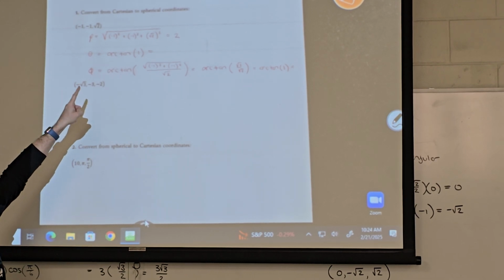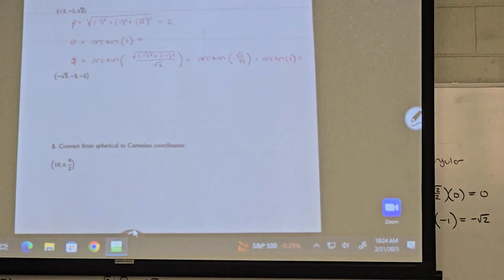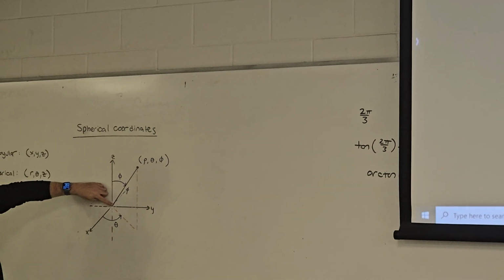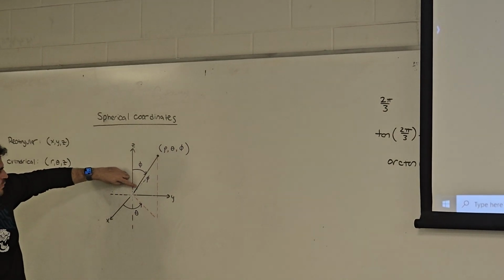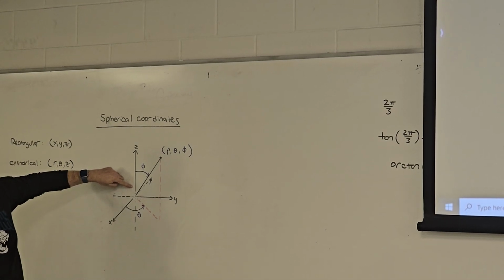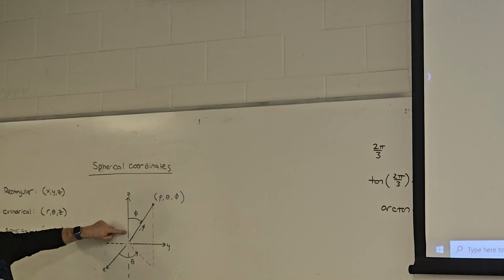So theta is the arctangent of y over x, so I get arctangent of 1. But again, we have to think about where this coordinate lives. This is saying -1 in the x direction, -1 in the y direction. Second? Oh, I think it's a 2. Quadrant 3. Quadrant 3. Yes.